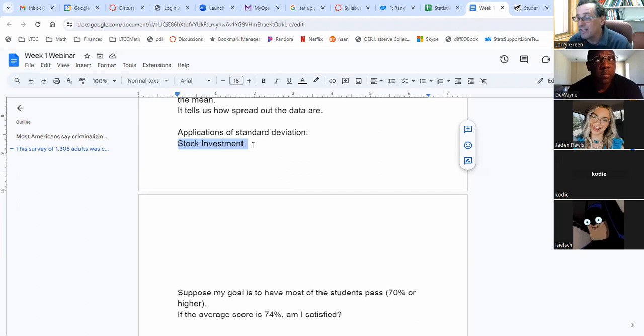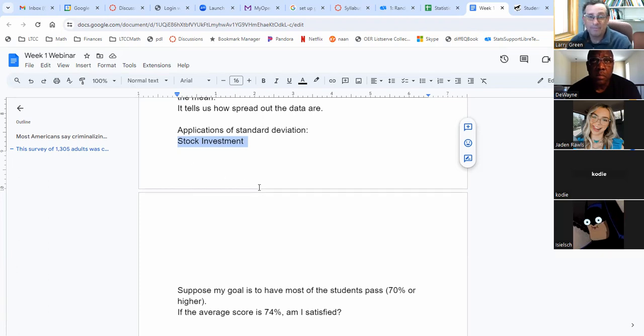If you have a low standard deviation, then that means you have a stock that isn't changing much. It might be going up and up and up slowly, but it's not going up and down and up and down. And that's a different kind of investment. There's stock that does that, or is more likely to do that.